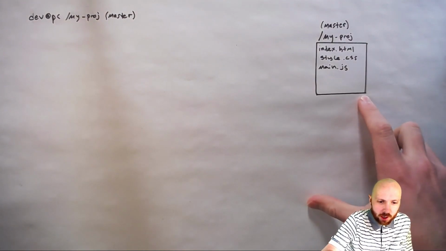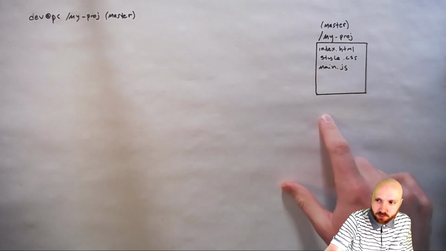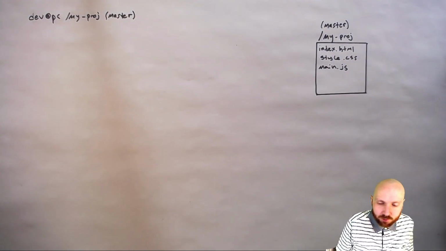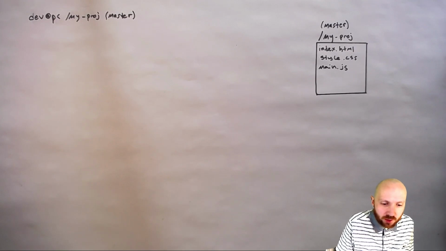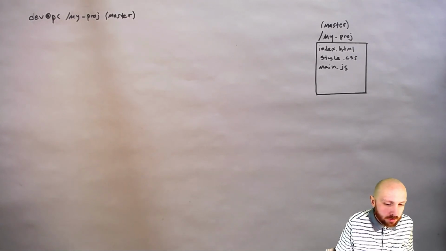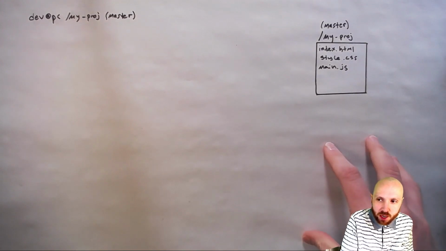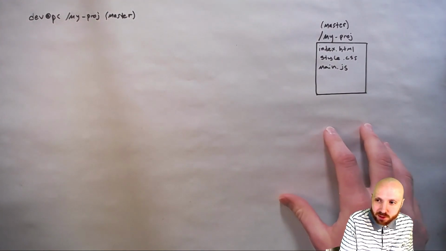I've kind of diagrammed it here, just a single directory called myproj with just 3 files in it: an HTML file, a CSS file, and a JavaScript file. And let's say we've initialized a Git repo already, and maybe even made a few check-ins to that repo. Now, we're going to be talking about branches and merging in this video.